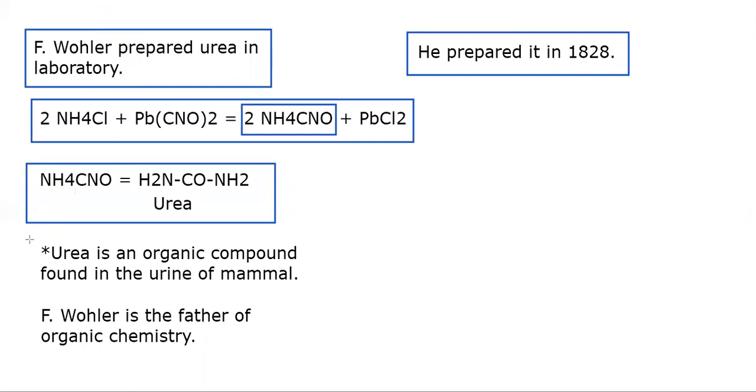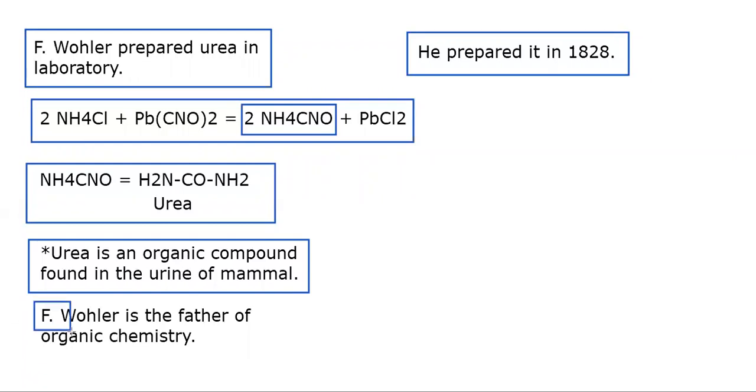Urea was discovered before this synthesis in the laboratory. It was known to all the scientists. Urea is an organic compound, and it is found in the urine of mammals. So there is no doubt, because as Berzelius proposed, compounds produced from living organisms are organic compounds. Urea is found in mammal urine, so it is obviously an organic compound, and he prepared it in the laboratory. For this reason, Friedrich Wöhler is called the father of organic chemistry.